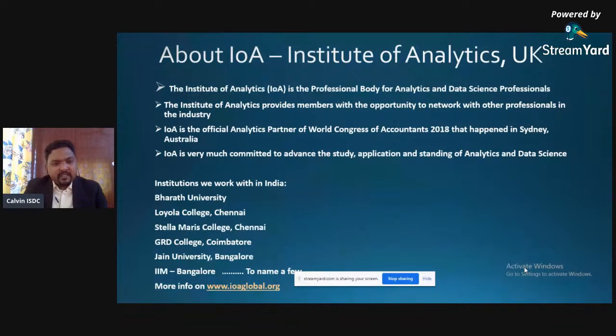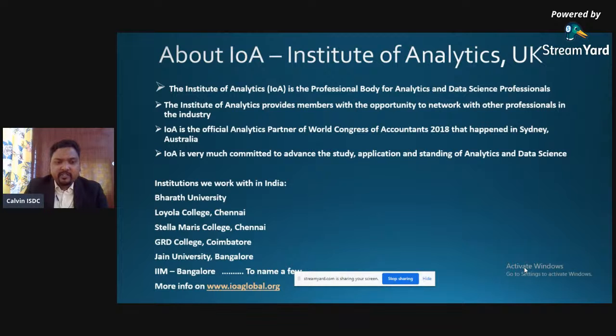And IoA is very much committed to the advanced study, application, and standing of analytics and data science, especially with the student group in universities and colleges. So we are going to be talking to you today about one such particular qualification, where we have integrated the entire curriculum of the professional diploma, which is an advanced professional qualification that is offered from UK. And you students have an opportunity to pick up this particular qualification this year. So we'll tell you how to do that.